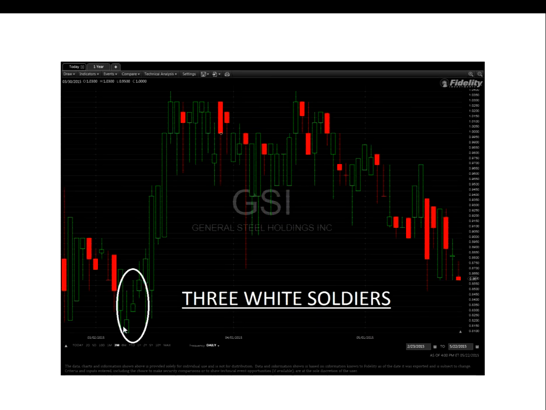Three white soldiers. We have three consecutive green candlesticks. The other ones can be red or green. This one has to be green. Three consecutive green candlesticks, same size. They're all moving up. 1, 2, 3, and we go into a large uptrend.